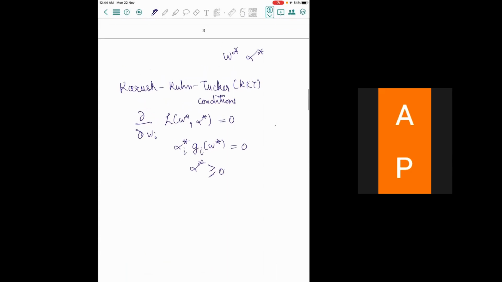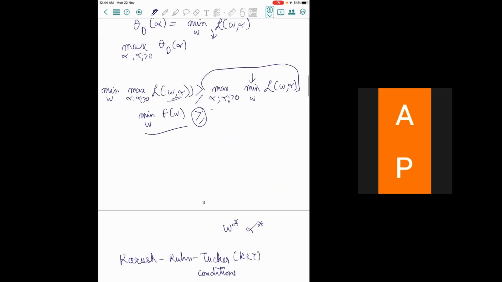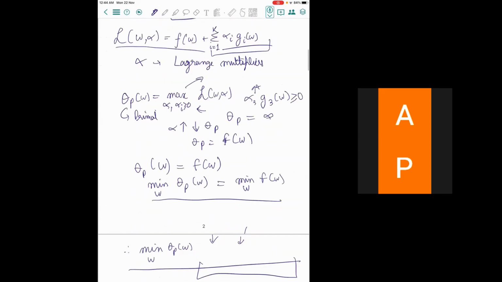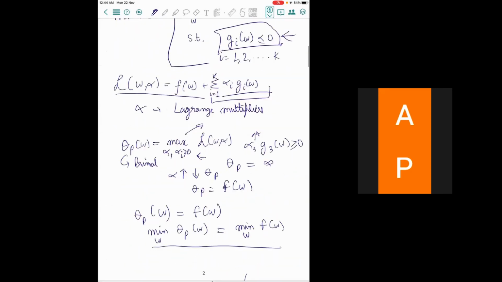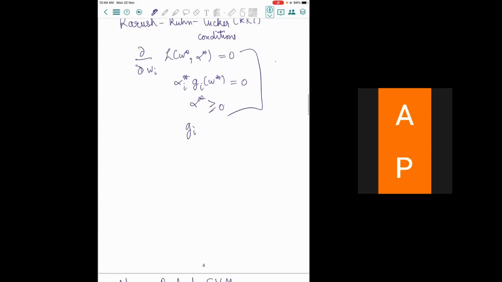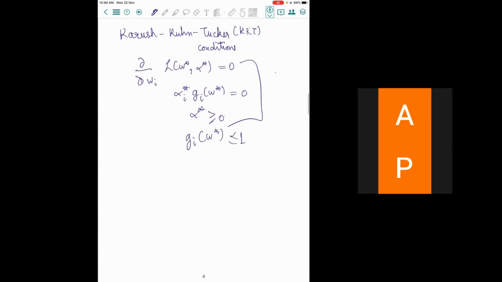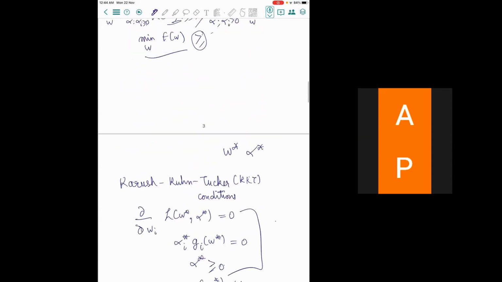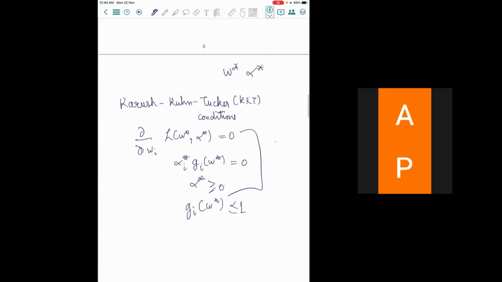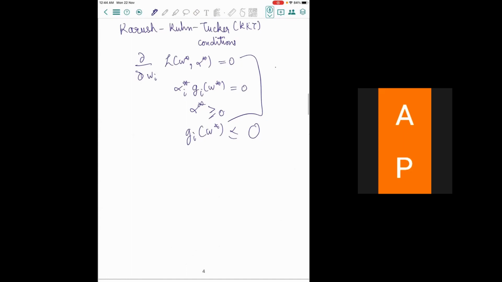So these three conditions, along with the condition that we had in the starting, that is gi should be less than or equal to 0. Sorry, not less than or equal to 1, it's less than or equal to 0. So gi less than or equal to 0. These conditions together are called the KKT conditions.